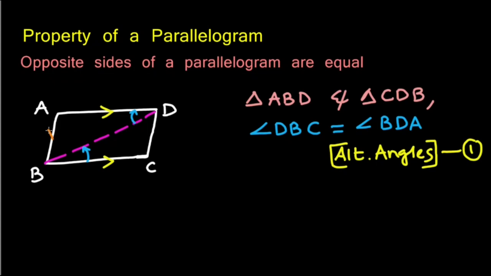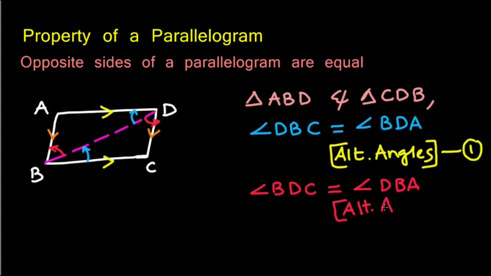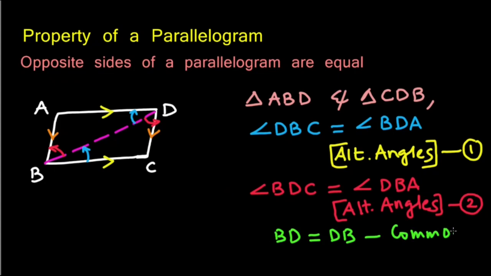Next, side AB is parallel to side DC and diagonal BD is transversal. Therefore, angle BDC equals angle DBA. These are also alternate angles. We name this 2. And side BD equals side DB, which is the common side between the two triangles.